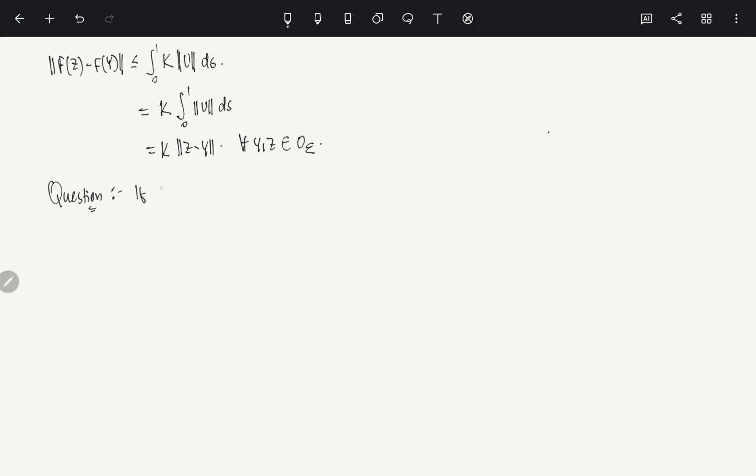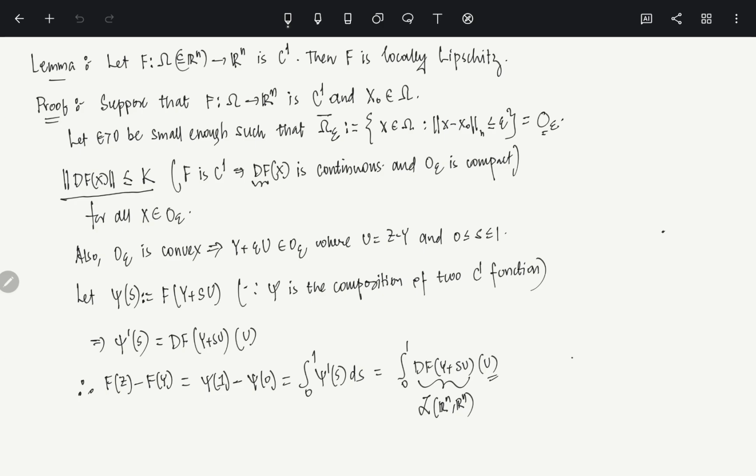So if f is C1, does that imply f is Lipschitz? We saw it is locally Lipschitz, but is it Lipschitz? So what about the same proof? Does it work? Do you think it will work? Of course it won't work, right? Why won't it work? Because you will not get this bound.